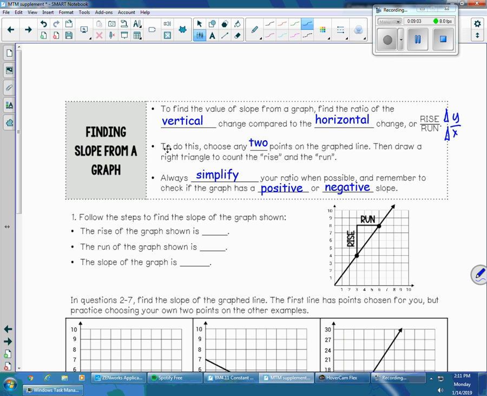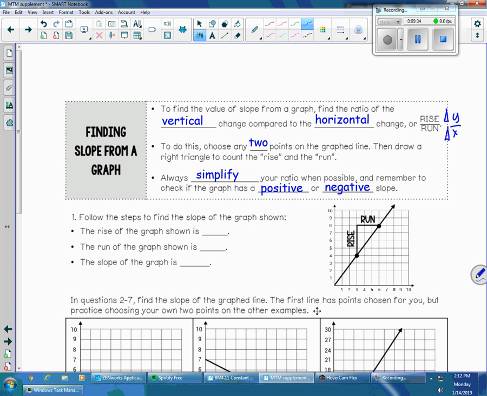Now, when we have a graph, we can choose any two points on the graph line and draw a right triangle to count the rise and the run. We did this before when we were doing Pythagorean theorem, and it's very similar, so this shouldn't be anything that's super difficult to figure out. We're going to draw a right triangle, and we're going to simplify our ratio whenever possible. But if it's not possible to simplify it, we're going to leave it as a fraction, okay? We're going to check to see if it's a positive or a negative.